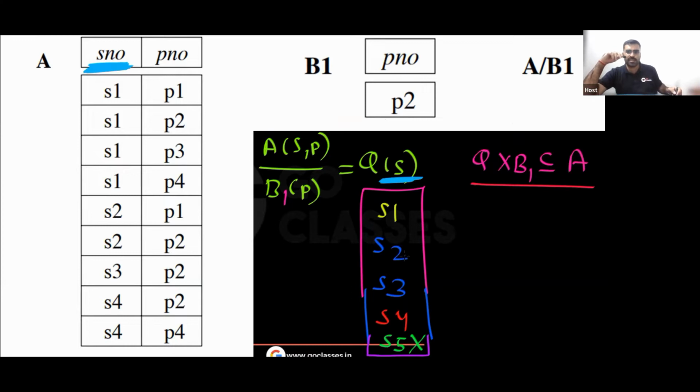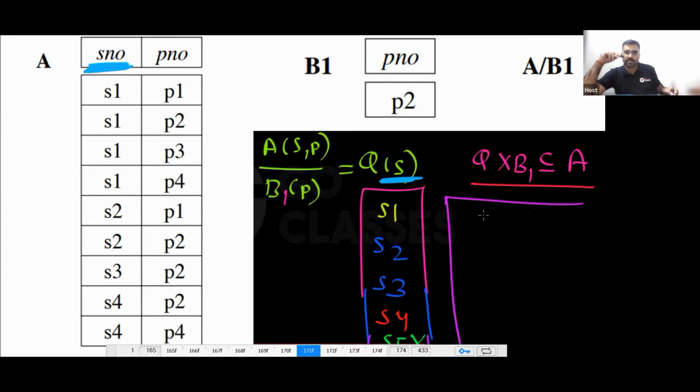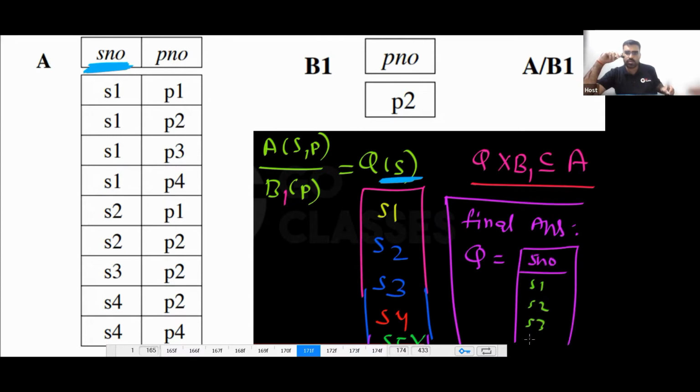So your final answer, you tell me. What will you say is your final answer? So remember, this is your final answer. Final answer Q will have only one attribute, S number. Your final answer will be S1, S2, S3, S4.